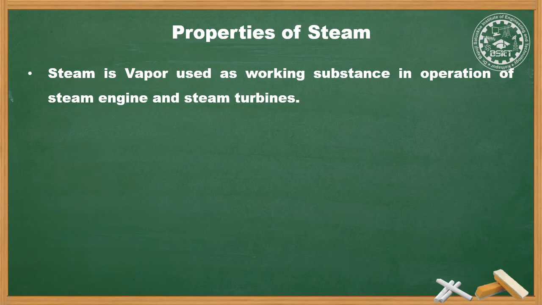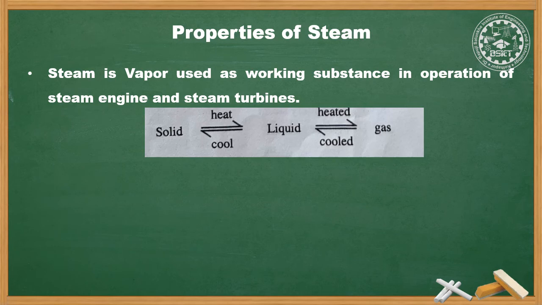Steam is a mixture of dry steam, that is gas, and moisture, that is water particles. A pure substance is defined as a homogeneous material which retains its chemical composition even though there may be change of phase. A pure substance exists in three states as we know, that is solid, liquid and gas. Each state is known as a phase.